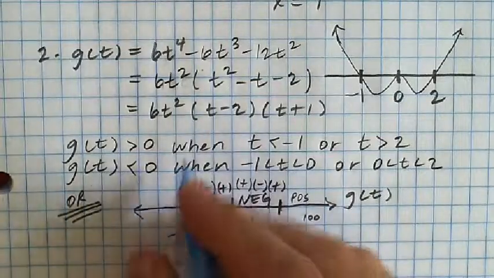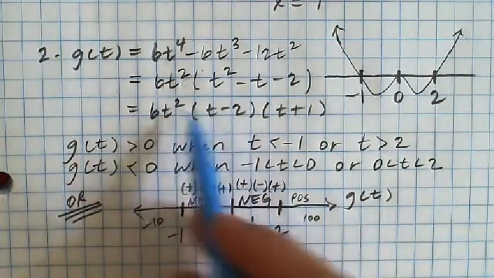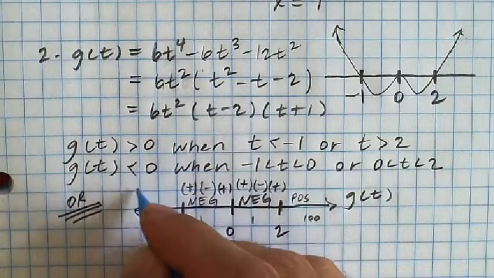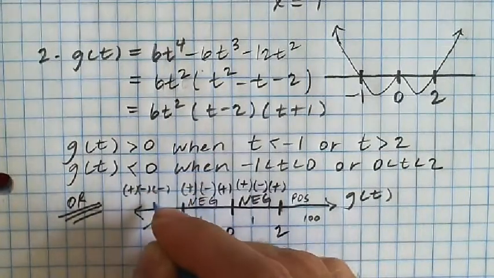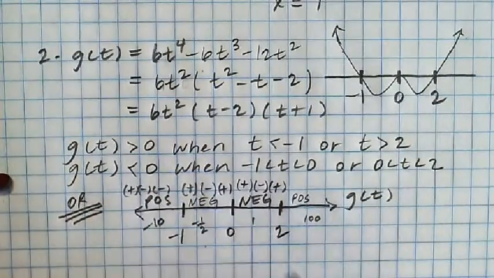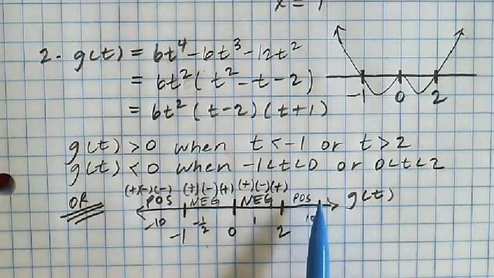And so over here, you choose something less than -1, like, I don't know, maybe -10. Positive, negative, negative. So that's going to be positive. Now, that's a lot faster to do when you don't have to explain it to somebody else while you're doing it.